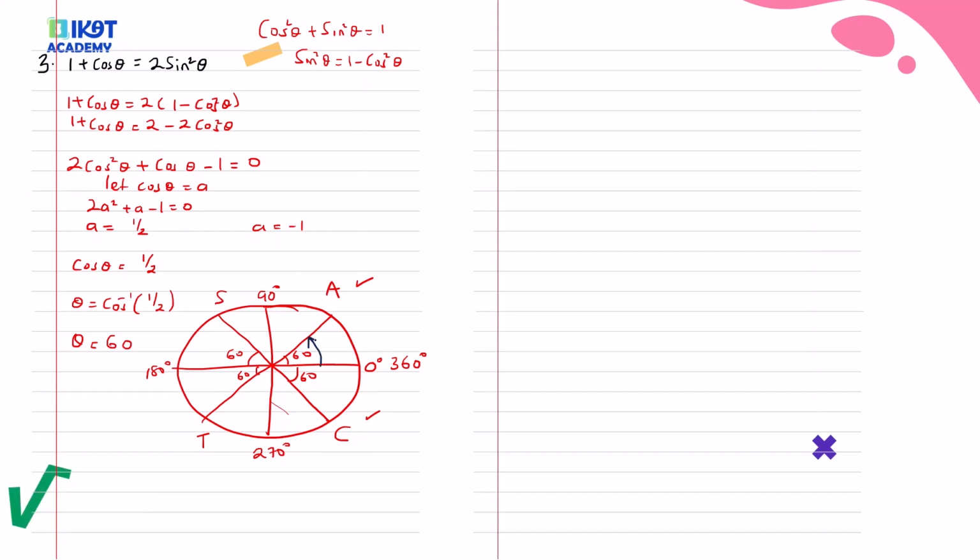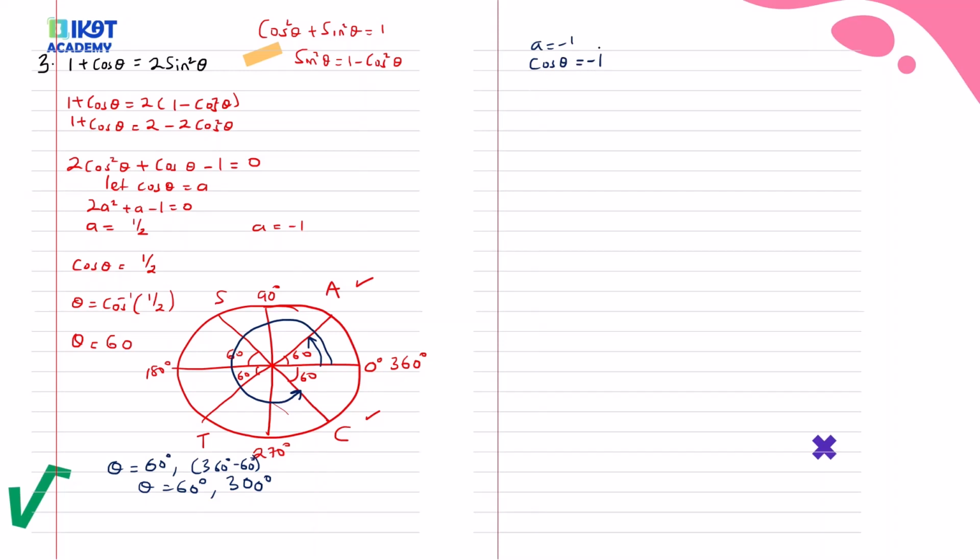Then, for easy marking, I'm changing color, but in a book it will be okay even if you just use the same color here. So theta will be 60 degrees, comma, 360 degrees minus 60 degrees. So theta is equal to 60 degrees and 300 degrees. So this is this. Then the second one was a is equal to negative 1. So cos theta is equal to negative 1.